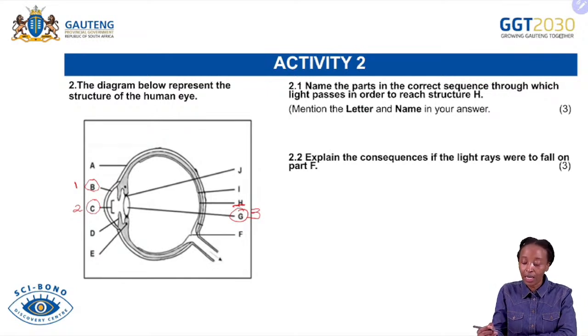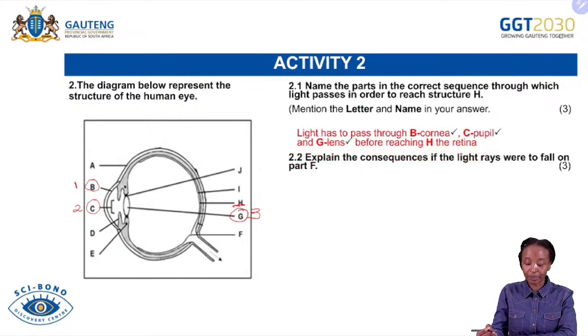So let's see what the answer is. Okay, we were correct. Light has to pass through B, which is the cornea. It has to pass through C, which is the pupil, and it has to pass through G, which is the lens. And this is where the allocation of marks is. Note that there is no allocation of marks for H, because the question says in order to reach structure H. So it's only the 3 parts that are important here.